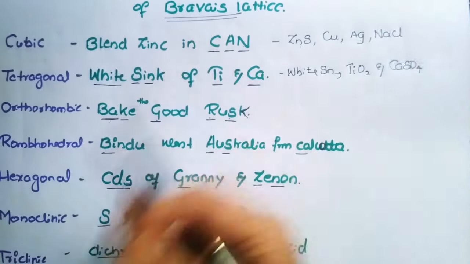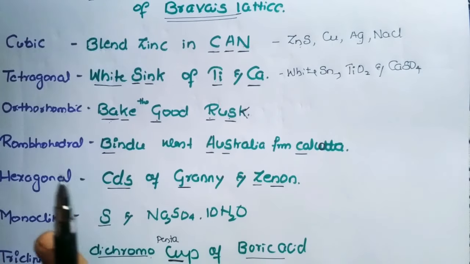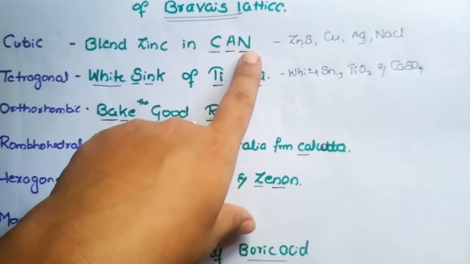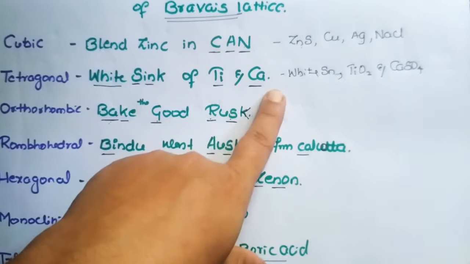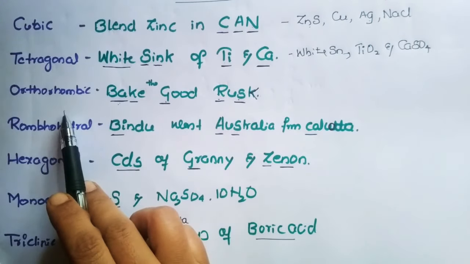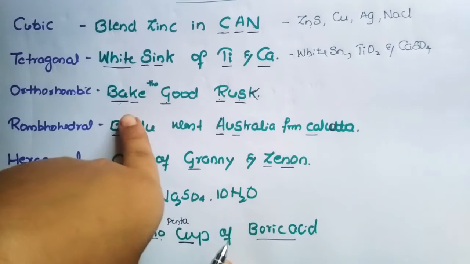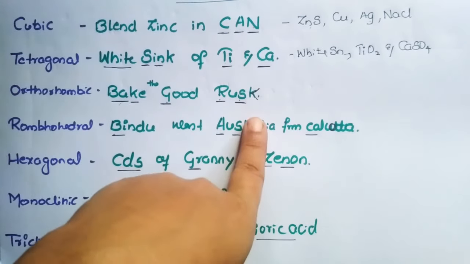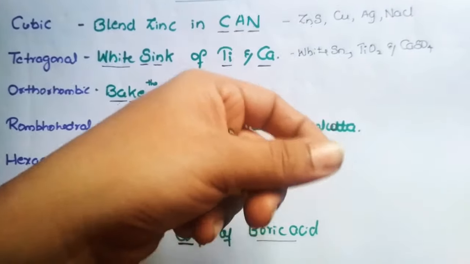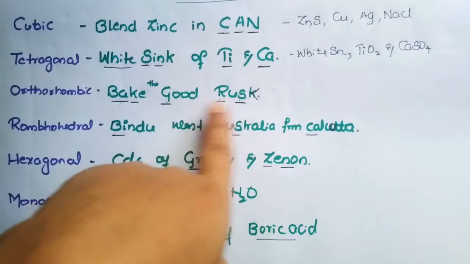If you repeatedly practice this four or five times, you can remember it very easily. So, blend zinc in can; white zinc of titanium and calcium. Now the next one is the orthorhombic crystal system. The easy way of remembering is "bake the good rusk". Rusk is one of the bakery items. Bake the good rusk.